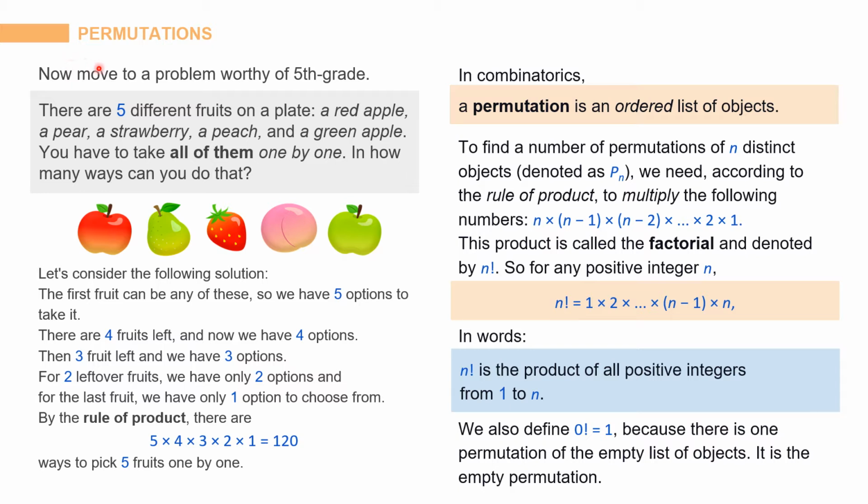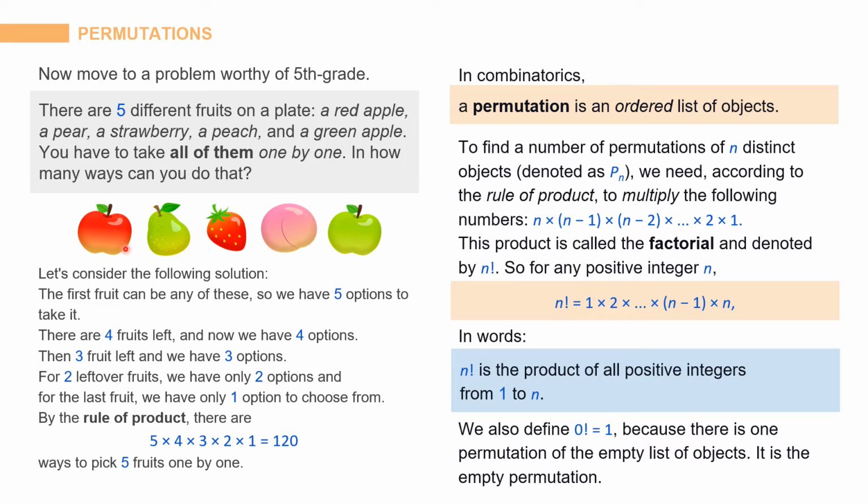So now let's talk about a problem that maybe you got to in 5th grade. There are 5 different fruits on a plate: a red apple, a pear, a strawberry, a peach, and a green apple. You have to take all of them one by one. And how many different ways can you do that? In other words, how many different orders of selection are there for picking all 5 fruit?